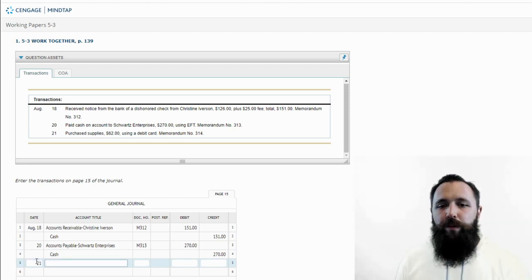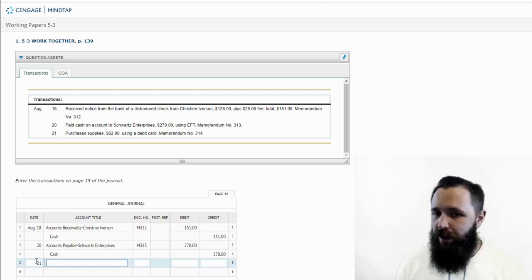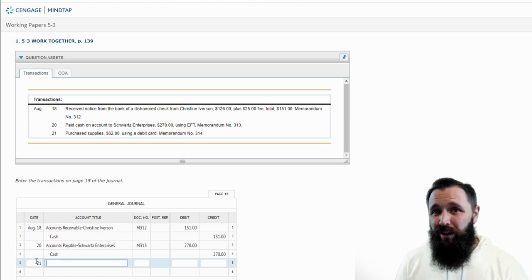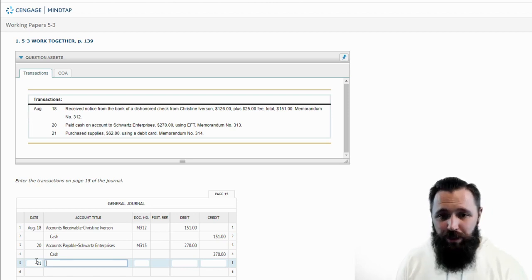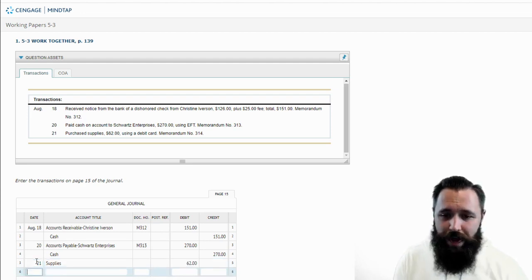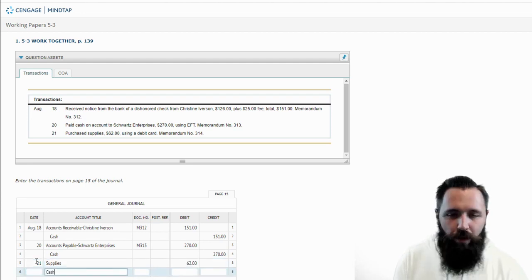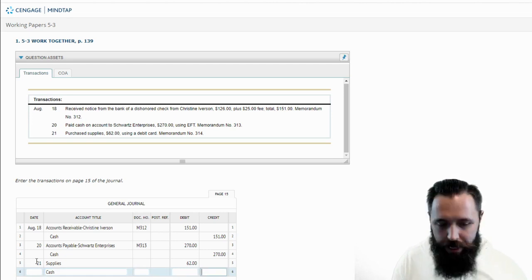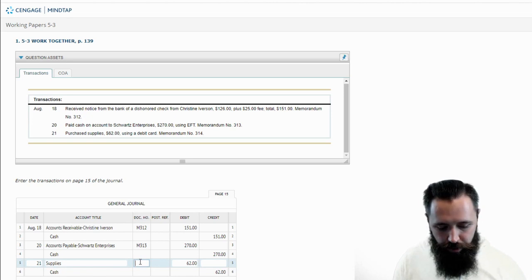So for number 21, we purchase supplies using a debit card. Really, it's the same thing as purchase supplies using cash. We just have a little bit of a different source document here. So what's going to increase? What asset? Well, supplies is. So it's going to increase by $62. And then what's the debit card represent? It represents cash, and cash is going to go down. So when we look at the document number, it's going to be memo 314.